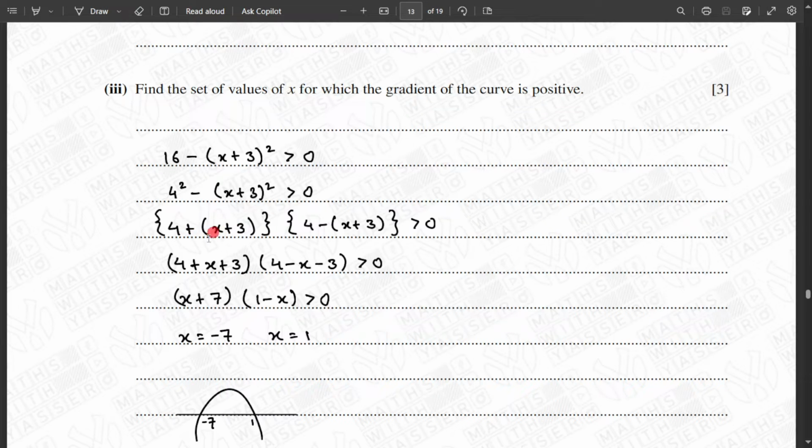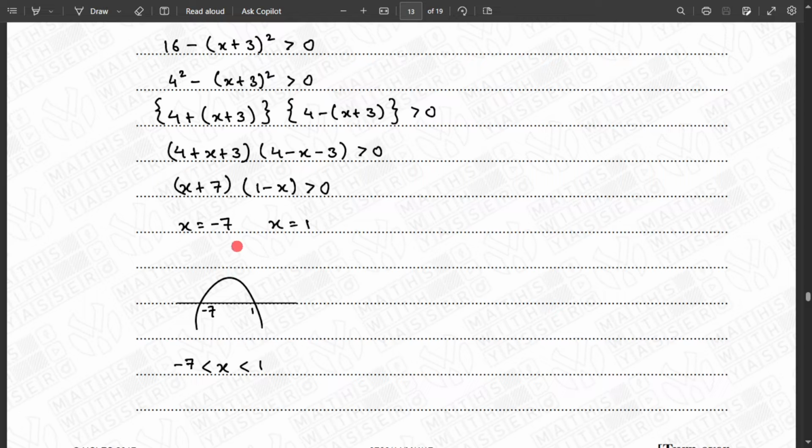So this can be written as (4 plus x plus 3) and (4 minus (x plus 3)). If we simplify this, this will become 4 plus x plus 3 and this will become 4 minus x minus 3. So this should give you x plus 7 and this should give you 1 minus x. And all of them are greater than 0. So the critical values for this equation are x equals negative 7 and x equals positive 1. As you can see, if you look into the original equation, it is a negative quadratic equation. By multiplying x with negative x, you will get a negative quadratic equation.